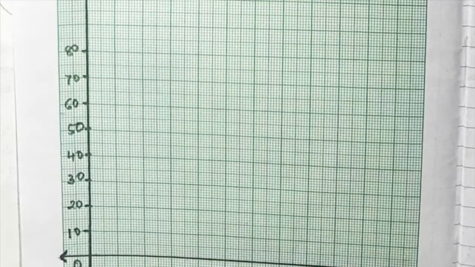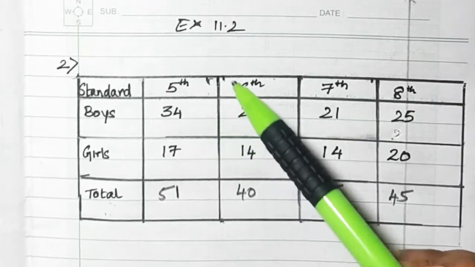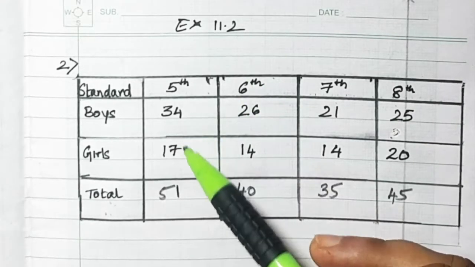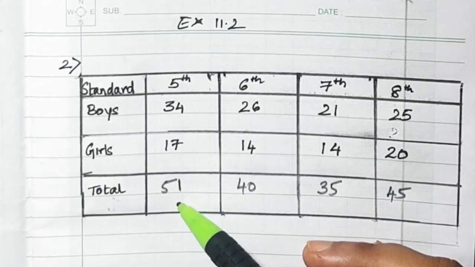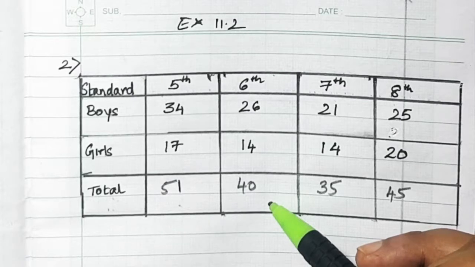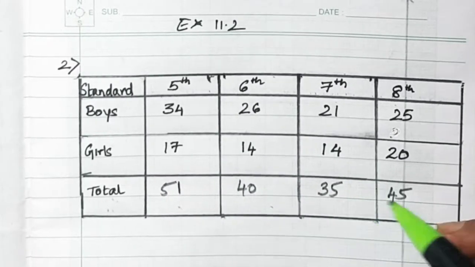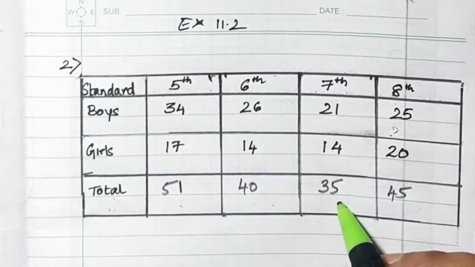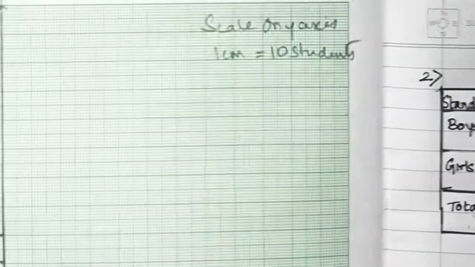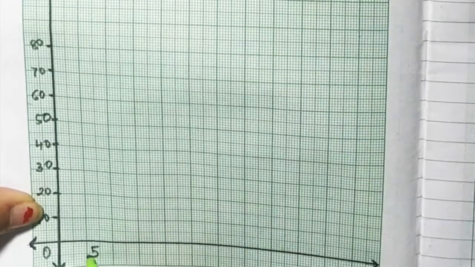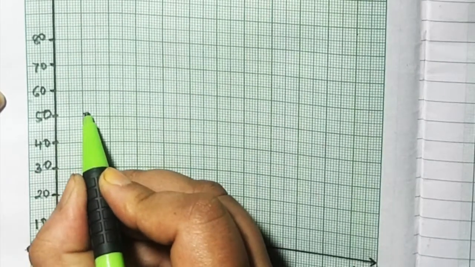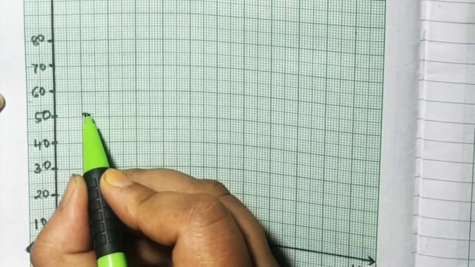Now here we have 5th, 6th, 7th and 8th, so we need 4 columns. The 5th column total should be 51, the 6th is 40, the 7th is 35 and the 8th is 45. So first we'll draw these totals. The 5th is 51, so 51 will be here: 50 plus 1 tiny box on top. Okay, so this is our 51.